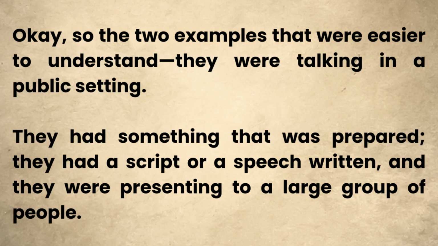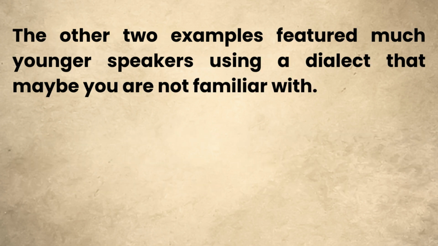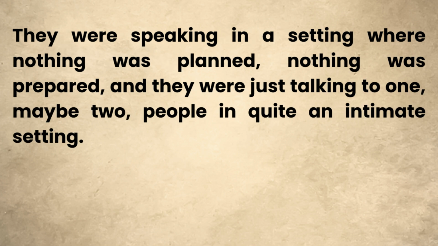Okay, so the 2 examples that were easier to understand, they were talking in a public setting. They had something that was prepared, they had a script or a speech written, and they were presenting to a large group of people. The other 2 examples featured much younger speakers using a dialect that maybe you are not familiar with. They were speaking in a setting where nothing was planned, nothing was prepared, and they were just talking to 1, maybe 2, people in quite an intimate setting.